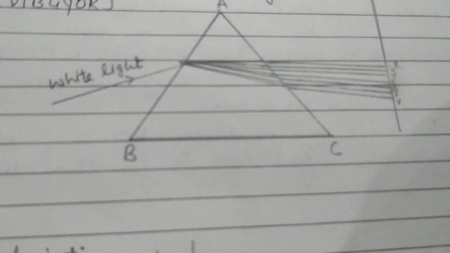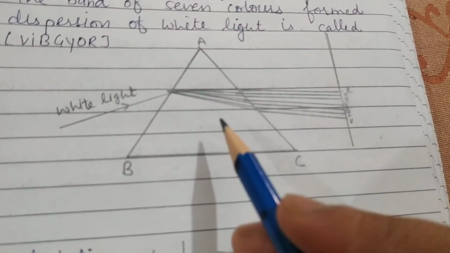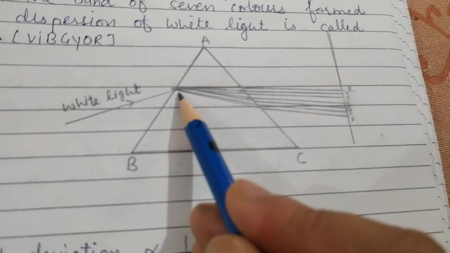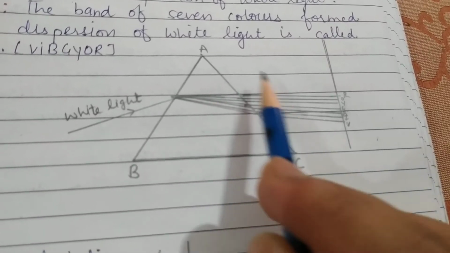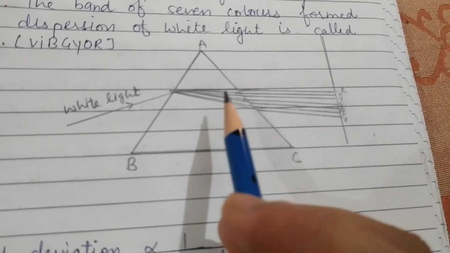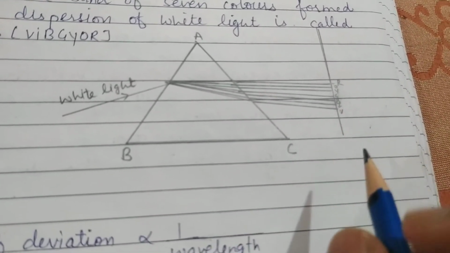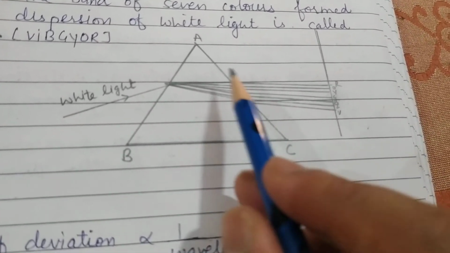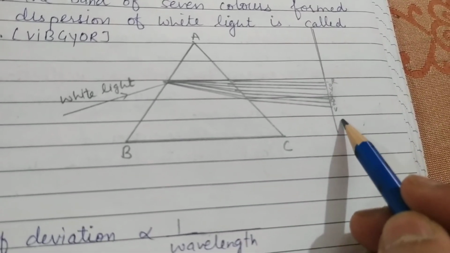As you see, this is dispersion. This is a prism, and when white light is incident on the prism, it disperses into 7 colors, or it is splitting, right? It forms a spectrum over here. A band of 7 colors is formed due to dispersion of white light, that is VIBGYOR.